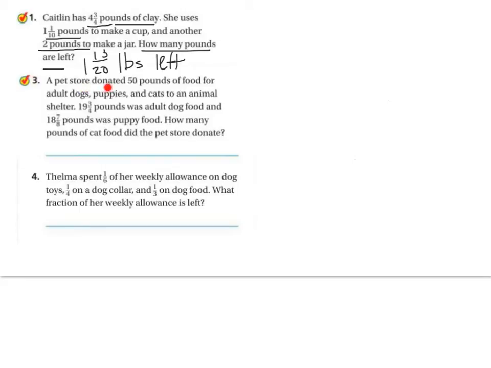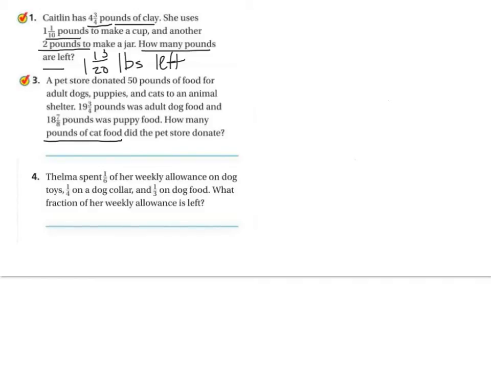A pet store donated 50 pounds of food for adult dogs, puppies, and cats to an animal shelter. 19 and 3/4 pounds was adult dog food, and 18 and 7/8 pounds was puppy food. How many pounds of cat food did the pet store donate? First, I'm asking myself, what am I solving for? What do I need to find? I know that I need to find how many pounds of cat food the pet store donated.